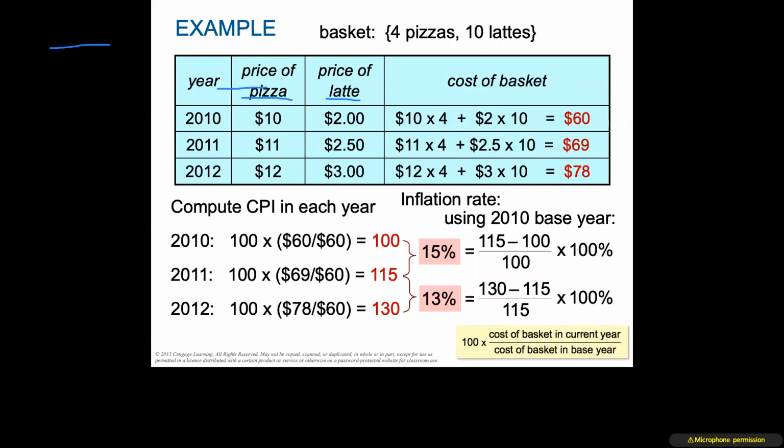So how are we going to know how much a pizza costs? Well, we know that in 2010, a pizza costs $10. And in 2012, that pizza costs $11. And in 2012, 12. Look at the trend.